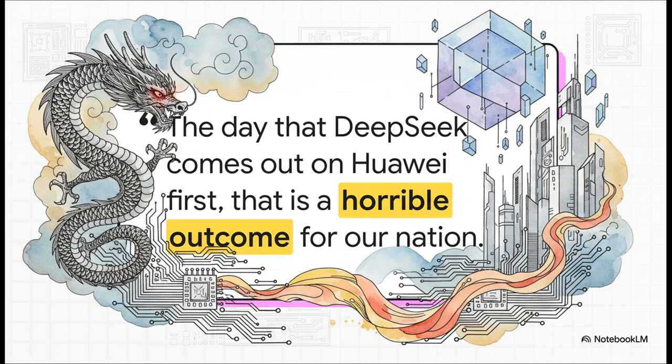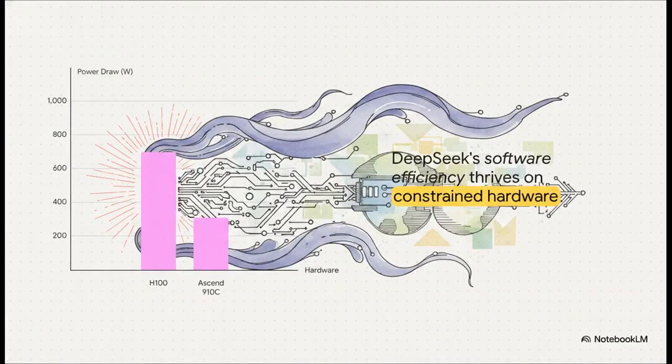DeepSeek V4 acts as a major validation for the domestic Chinese hardware ecosystem, proving that the CANN software stack and Ascend supernodes are completely viable alternatives for running frontier-level AI. When we compare the hardware directly, something really fascinating emerges. The NVIDIA H100 draws around 700 watts of power. The Huawei Ascend 910C draws significantly less, at just 310 watts.